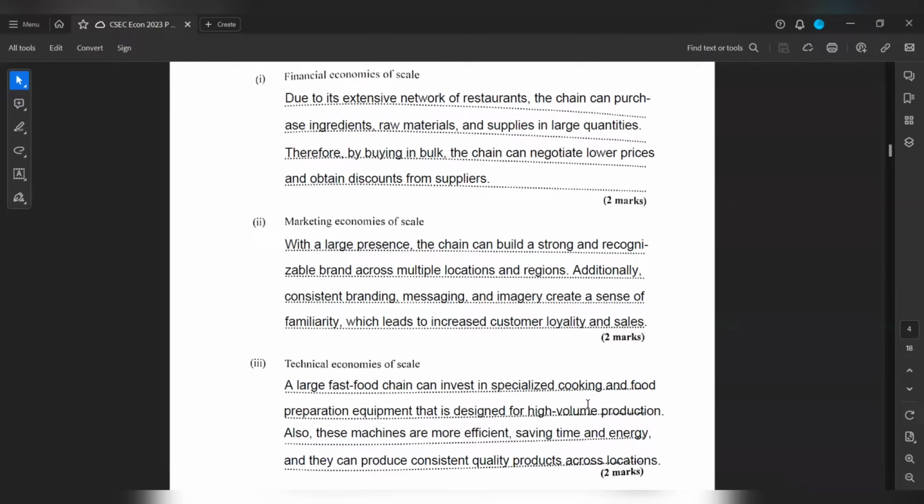A larger fast food chain can invest in specialized cooking and food preparation equipment that is designed for high volume production. Also, these machineries are more efficient, saving time and energy, and they can produce consistent quality products across locations.